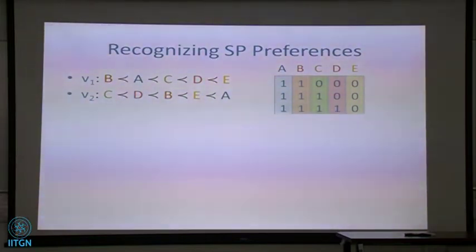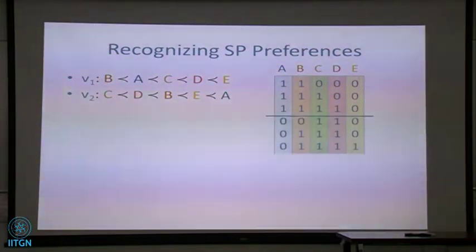So now voter 2 comes in, right? And this is his preference ordering. So I say now C and D have to be together. So I put ones there. C, D, B, I put ones there. And C, D, B, E, right? So I put ones there.